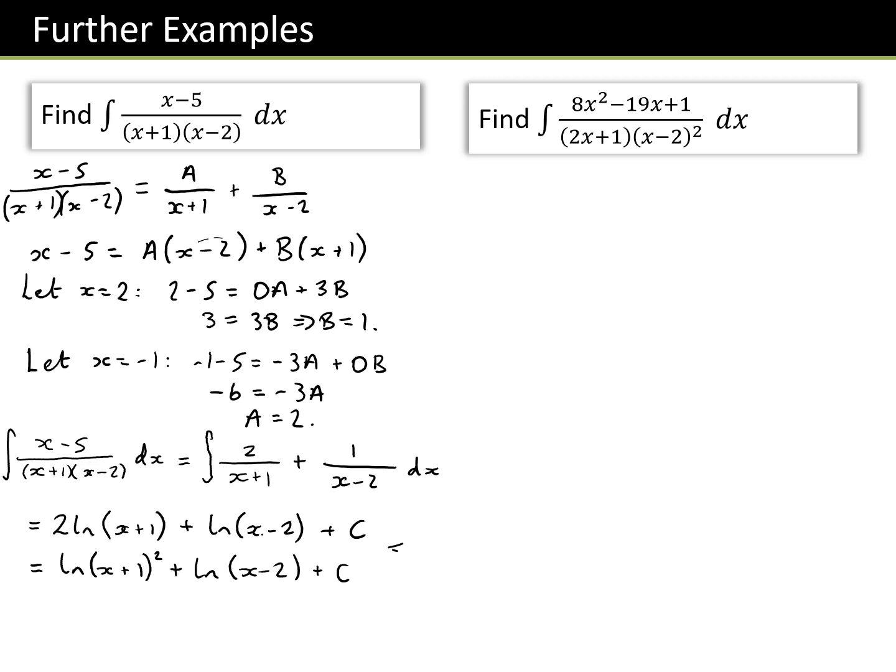Okay, and then another one, when you've got a plus, you can actually multiply those two things together. Okay, and again, we could let C equal natural log of A or something, but I'm not going to bother doing that this time because I'm running out of space, to be honest with you. Okay, so another example.